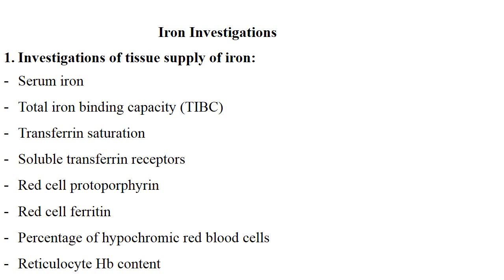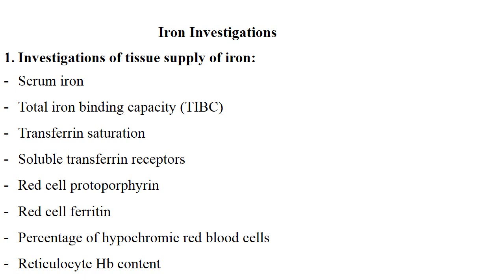Also, one of the methods for evaluating the iron supply to tissues is a group of tests related to RBCs, such as the measuring of the free protoporphyrin inside the RBCs, which will be inversely proportional to the amount of iron inside the RBCs. So when the amount of iron decreases, the protoporphyrin doesn't find anything to unite with, so it remains free inside the RBCs. Likewise, the red cell ferritin, which is directly proportional to the amount of iron that reaches the RBCs.